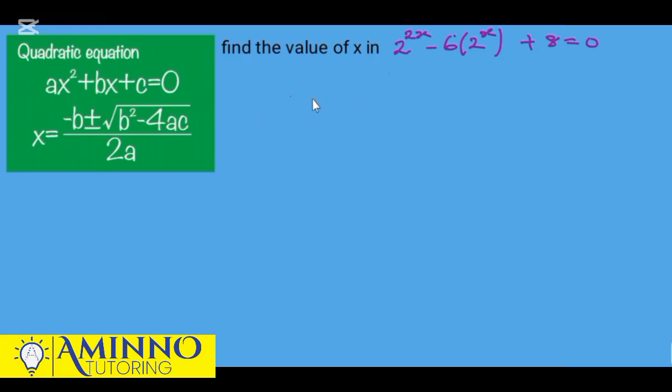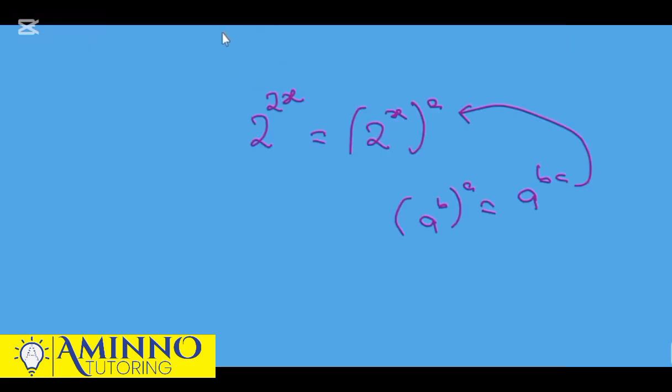Now, you will agree with me that if you have 2 power 2x, this can also be written as 2 power x all power 2. I think I should be doing this explanation on the other side of the board. Are you with me? If you have 2 power 2x, this is the same thing as 2 power x all power 2. The reason is because in your law of indices, if you have a power b all power c, this is the same thing as a power bc.